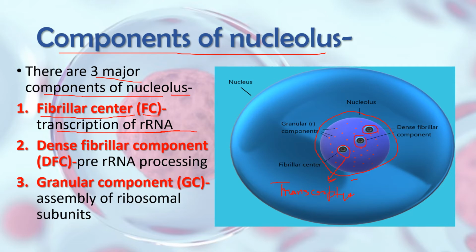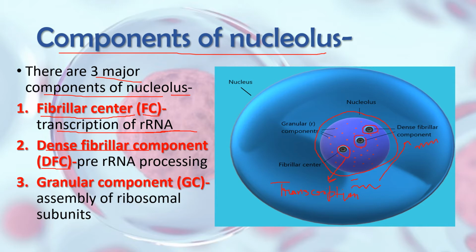Now the second is the dense fibrillar component, or DFC. After this rRNA synthesis, at this location, pre-rRNA processing takes place. So when the rRNA is formed, here at the DFC region, the processing of rRNA takes place.